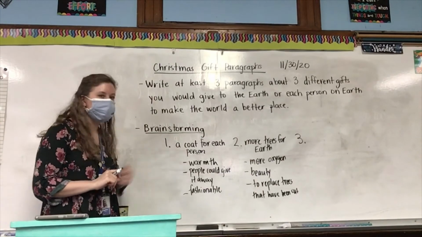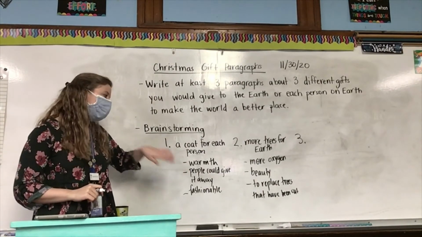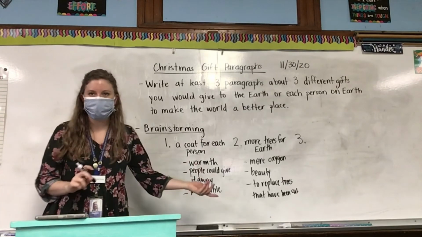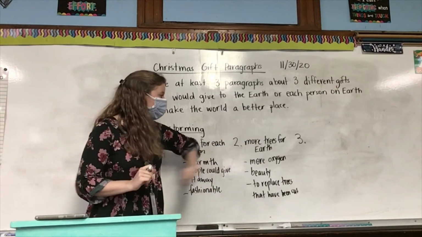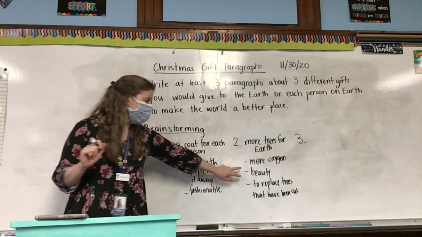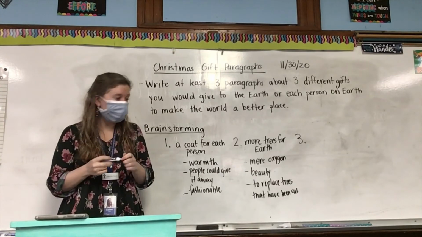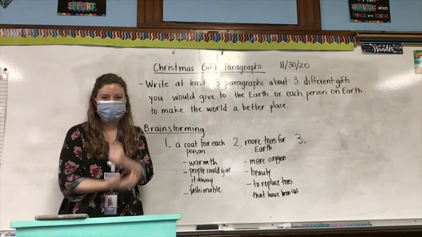So my first thing I give is a coat for each person. For warmth, people could give it away. They could be fashionable, feel good about themselves. Number 2, more trees for the whole earth, which means more oxygen, more beauty, and to replace trees that have been cut down. I cannot remember my third thing. I need to look for the Post-it.